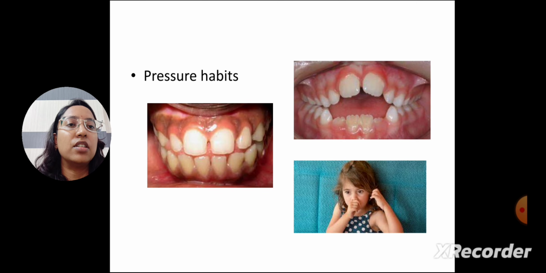Another common reason for either midline diastema or generalized spacing is the presence of pressure habits, so tongue thrusting, digit sucking. When this happens for a prolonged time, it will have a buccal pressure onto the teeth. So this buccal pressure will result in flaring of the teeth, and as a result, we'll also see spacing between the teeth. It can be confined only to the upper arch or to the upper as well as lower arch.